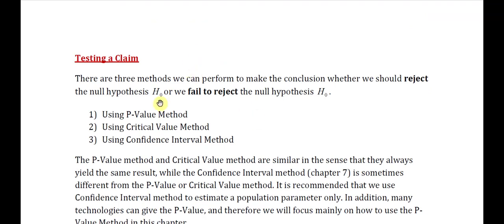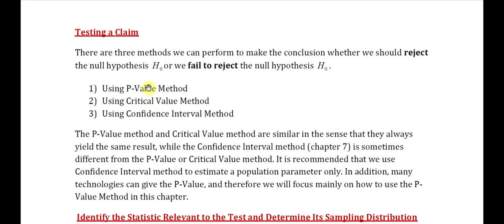Okay, so how do I test a claim? There are 3 methods that we can use to make a conclusion about whether we should reject the null hypothesis H0, or fail to reject the null hypothesis. The 3 methods that we learn in this chapter are the p-value method, the critical value method, or the confidence interval method.